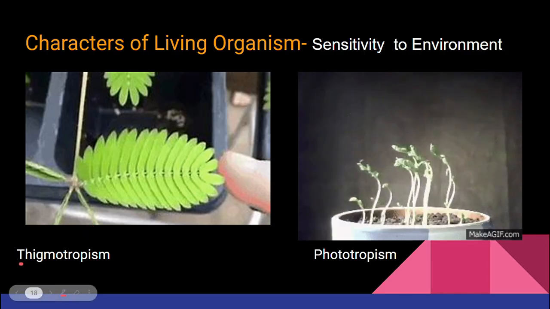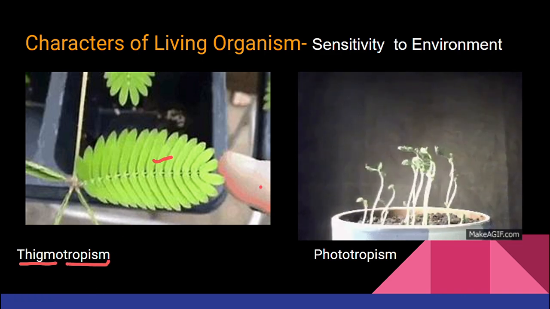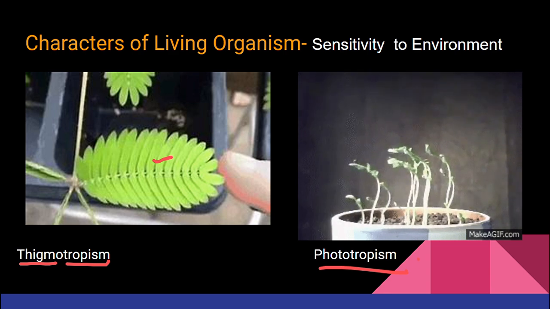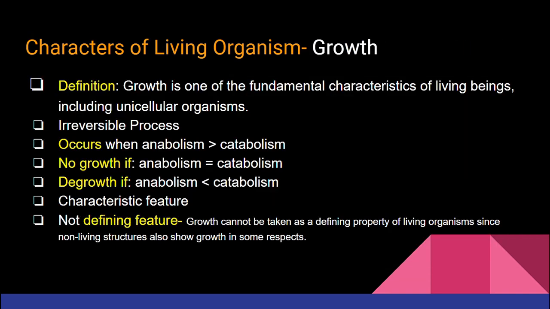Here you can see the example of thigmotropism. Thigmotropism means by touch it is going to show the response. Here you can see the movement of plant towards the light, and here you can see the growth of root towards the water, we call it hydrotropism. Now write it in the comment box and tell me, apart from hydrotropism, which movement this growth of the seed is showing, especially the root growth.